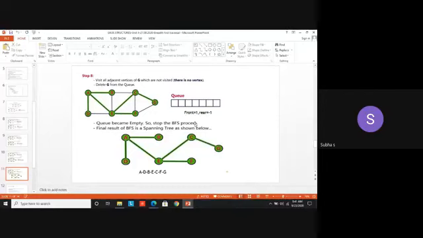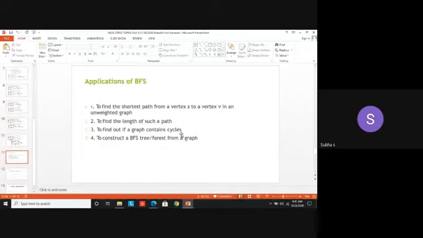There is no closed loop formation here. This structure is called a spanning tree. At the end, you are getting the spanning tree. So this is the technique behind breadth first search. Mainly, it is used to find the shortest path from one vertex to another vertex in an unweighted graph, and also to check whether the graph contains a cycle or not. So these are the applications of BFS.